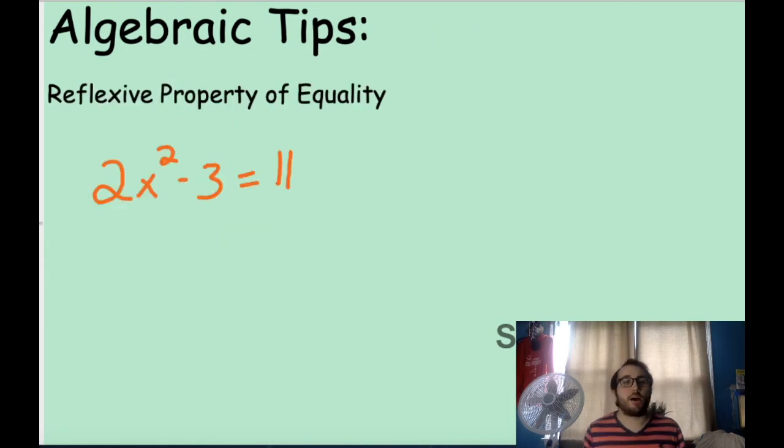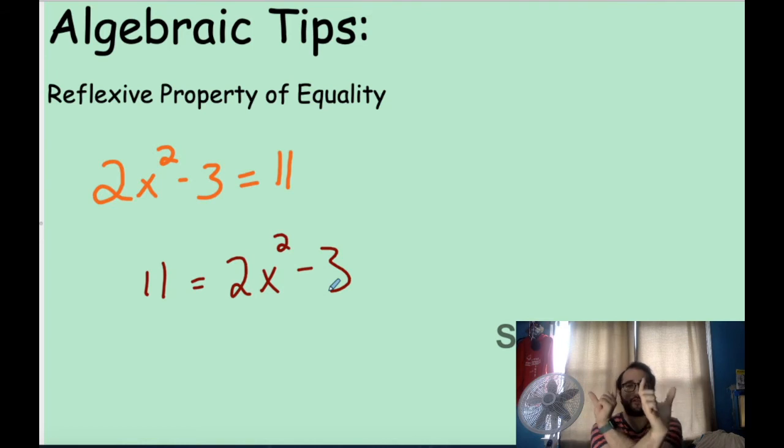All right, reflexive property of equality. Now, you might not have seen this term before. I know for geometry, we talk about the reflexive property. For example, if like 2 triangles share the same side, we say that's the reflexive property because it's the same thing equaling each other. Well, the reflexive property of equality is kind of similar. All this says is you can just flip an equal sign. So for example, this is the same thing as this.